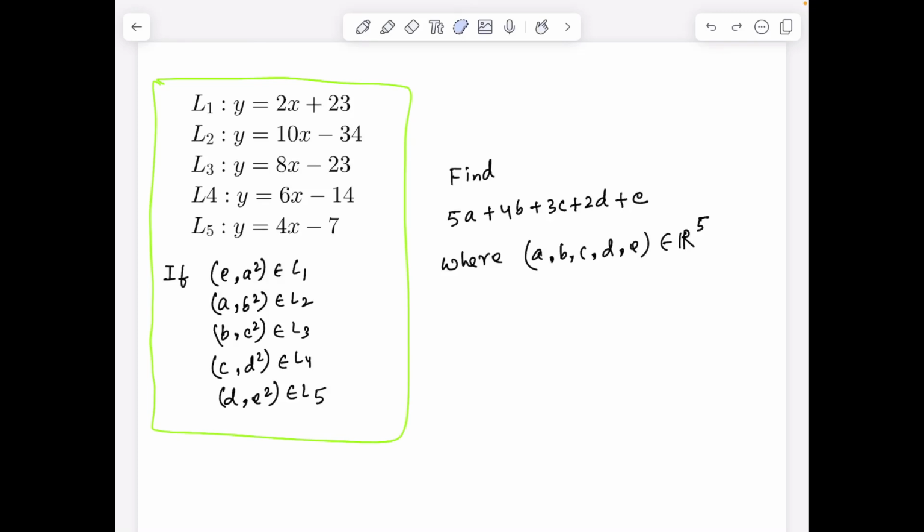Problem from JEE Mains, straight lines. And let's see the beauty of the problem by appreciating it. So let's start the question. We have been given 5 lines, L1 to L5, and the points belong to the lines. So the first thing is you must understand the language of the problem, because that is very crucial.